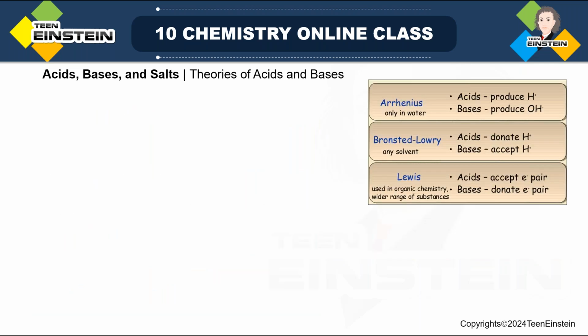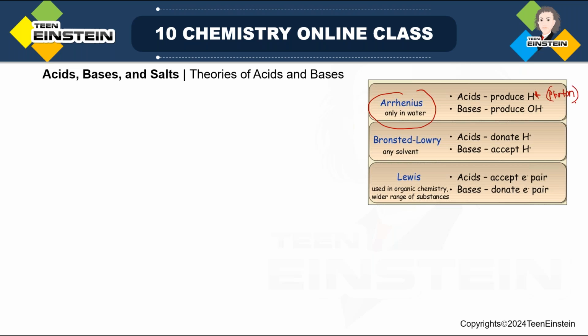So here you can see all the theories are presented in a very simple manner. When it is Arrhenius theory, this definition is possible only when these compounds are present in a water medium, that is aqueous solution. So how are we defining acid? Acids are those substances that can produce H+. That is, they can produce protons. H+ is also called a proton.